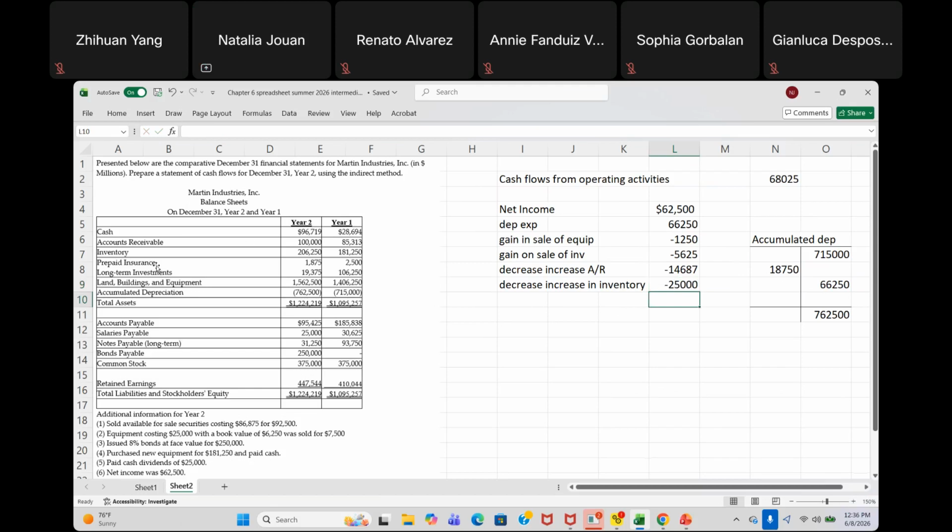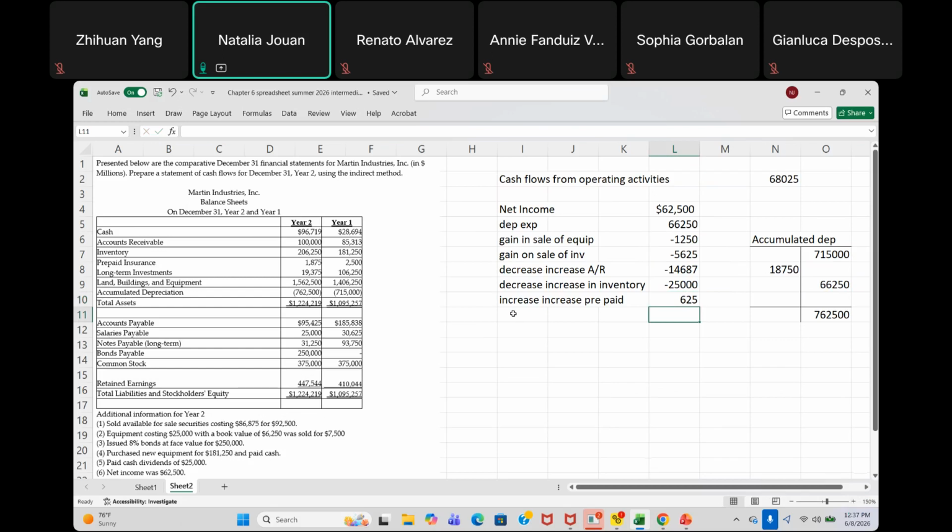Then we have prepaid insurance, right? Prepaid insurance looks like it's decreasing. So we're gonna increase the increase in prepaid. Okay. So here we go. We're increasing. So we go 25 minus 1875. That's an increase. Now let's look at liabilities.